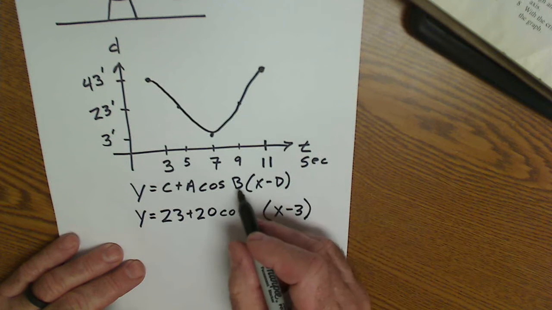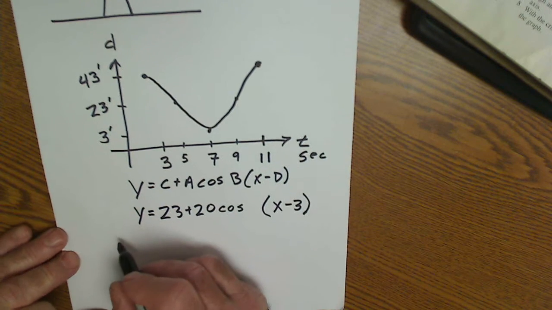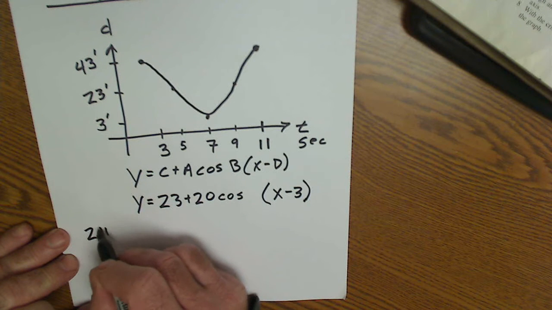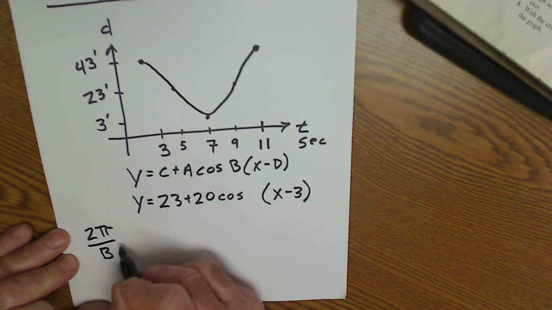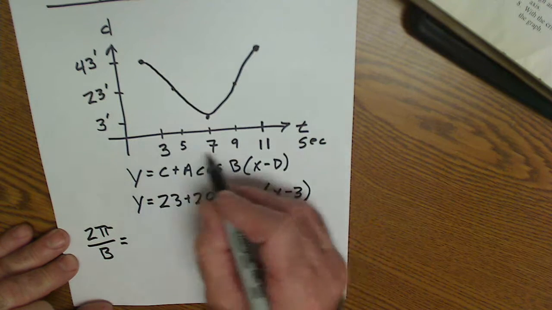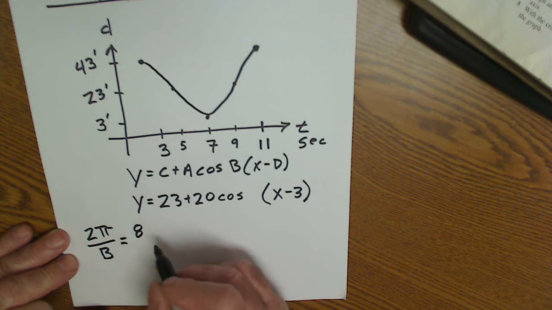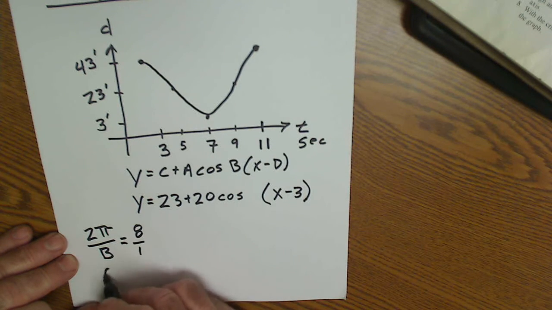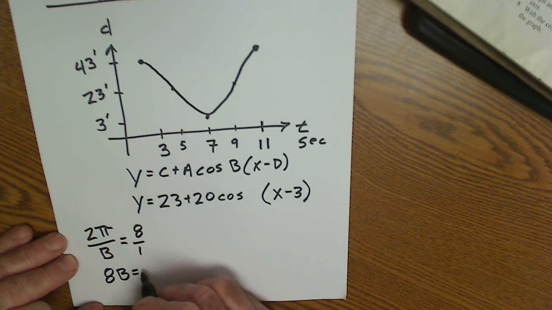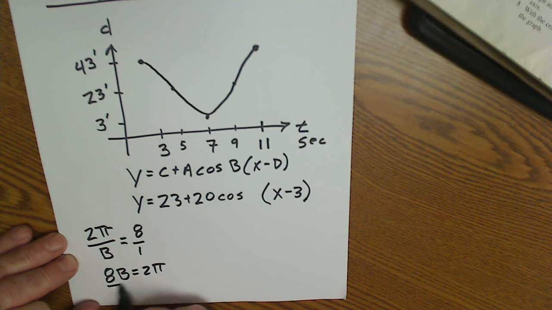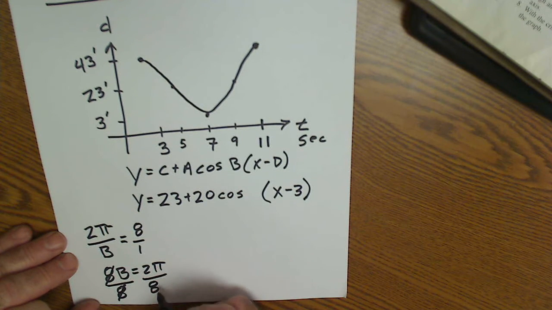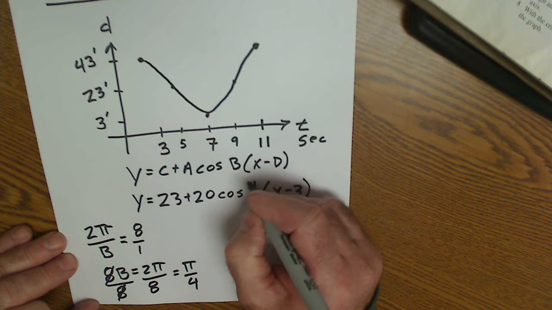So to figure this b value out, I know I have to create an equation. 2 pi divided by b is equal to my period of 8. So I cross multiply. 8b equals 2 pi. Divide both sides by 8. And I can see that b is 2 pi over 8, which reduces to pi over 4. That's my b value.